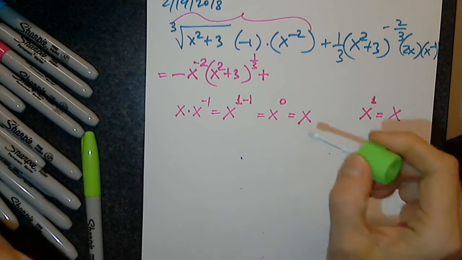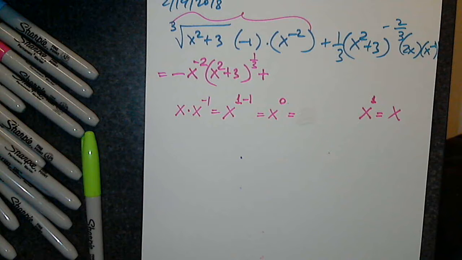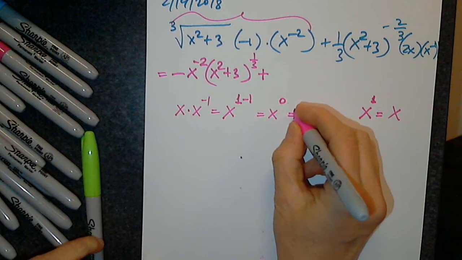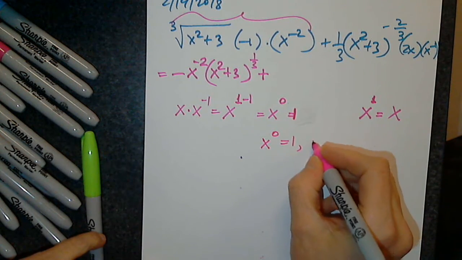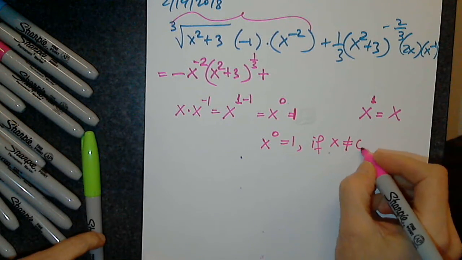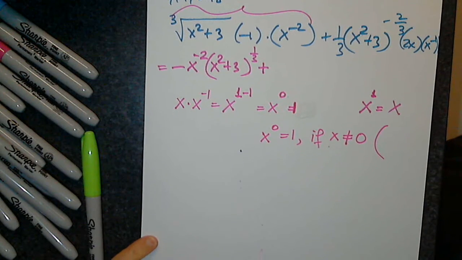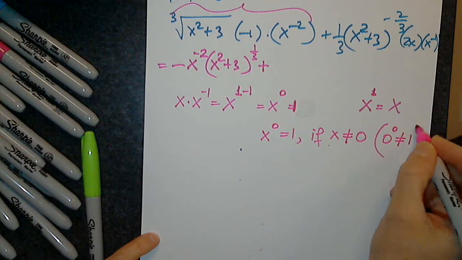So we have to write that down. Please remember, x to 0 is 1 only if x does not equal 0. Please remember this is Calc 1 and 2. So 0 raised to 0 is not 1.